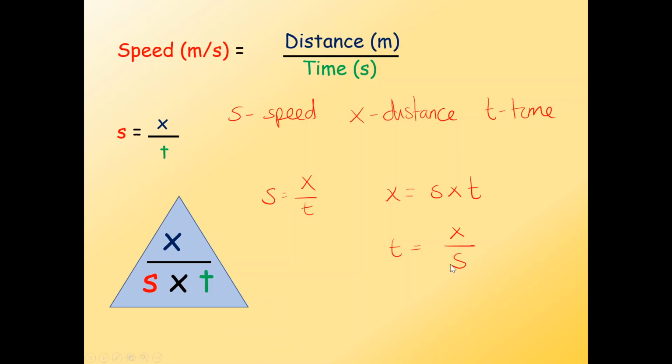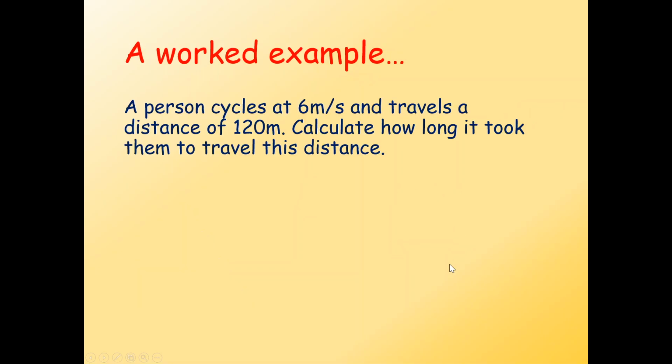So what I'd like to do now is do a worked example to show you how this equation can be used. A person cycles at 6 meters per second. That unit, meters per second, gives us a clue that we're talking about speed. They travel a distance of 120 meters, and that unit is another indication that we're talking about distance.